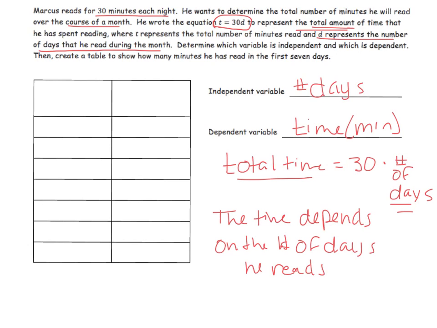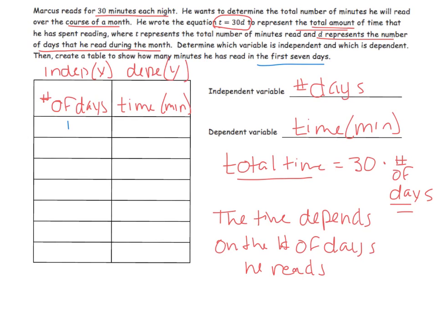So when you're making a table from this, the first column is always the independent variable, and the second column is always the dependent variable. Because when you're graphing, this is going to be your x, and this is going to be your y. So here our independent is the number of days, and our dependent is the time in minutes. So it says for the first 7 days.